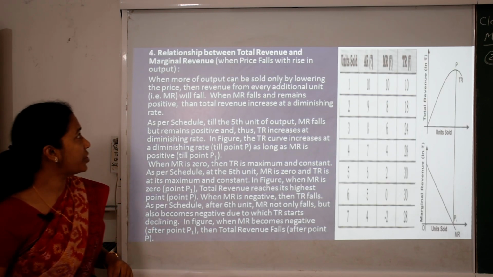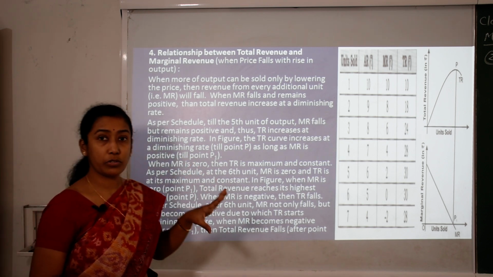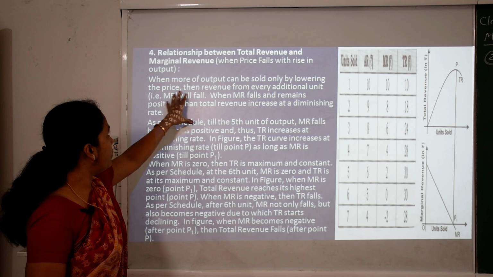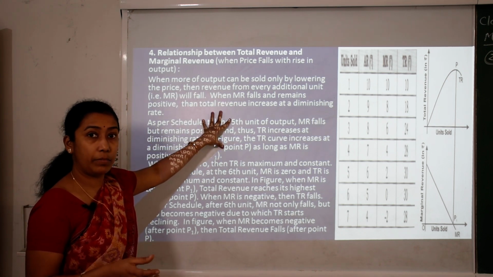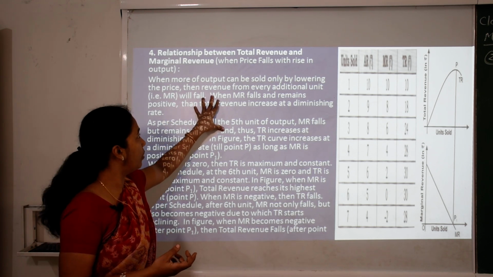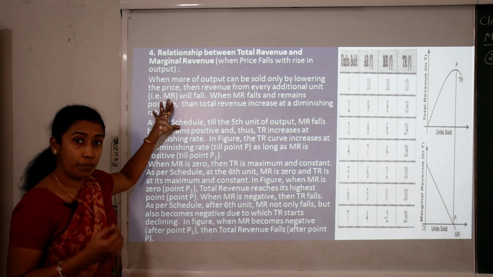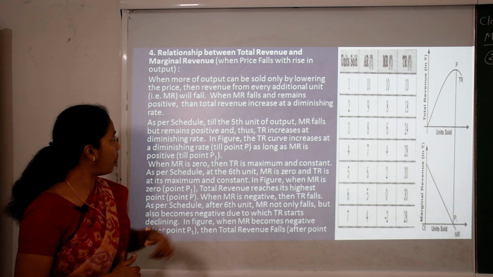Now next is the relationship between total revenue and marginal revenue, but here also the condition is when price falls with a rise in output. So when more output can be sold only by lowering the prices, if such a condition arises in front of the firms, then the revenue from every additional unit, that is marginal revenue which we will get, will be decreasing, it will be falling again.